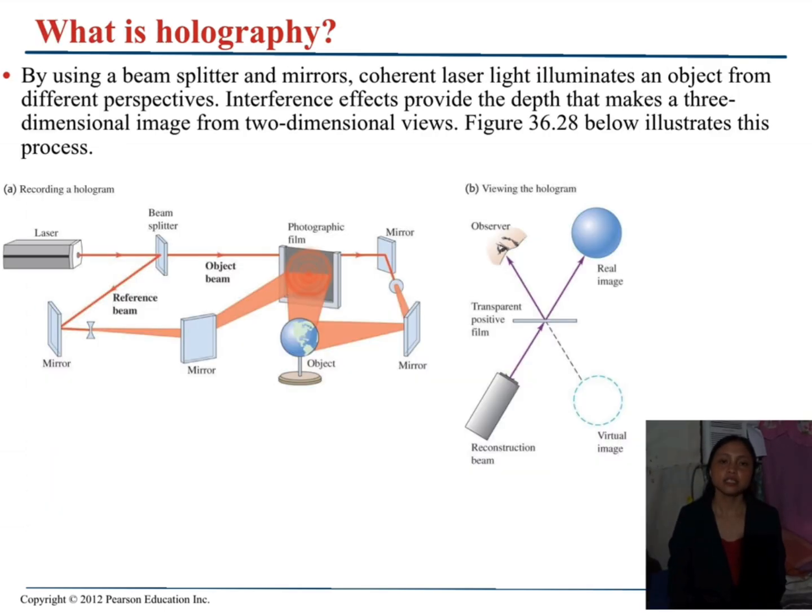Holography is a technique for creating three-dimensional images. A laser beam is divided into two parts. One beam illuminates the object, and the other serves as a reference beam. The two beams interfere and produce a complex pattern that records both intensity and phase information. Unlike ordinary photographs, holograms preserve depth information.